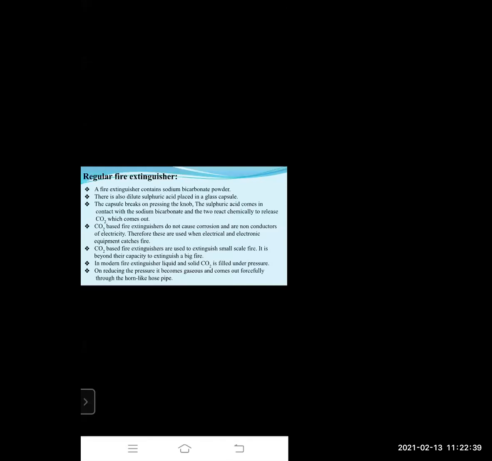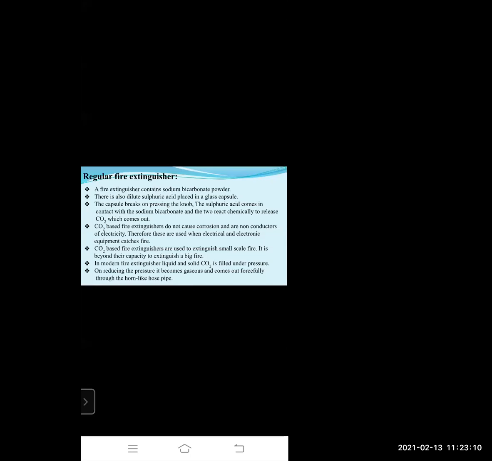See, a regular fire extinguisher contains sodium bicarbonate powder. You have seen this fire extinguisher in school. Yes, in our school we can see a red colored cylindrical instrument, that is called a fire extinguisher. This fire extinguisher contains sodium bicarbonate powder.